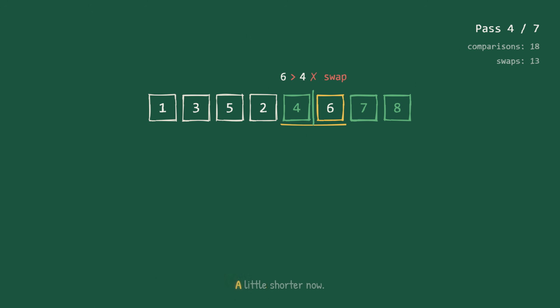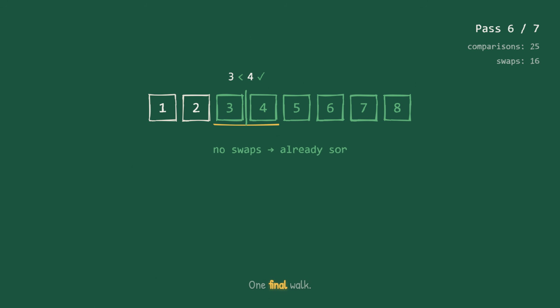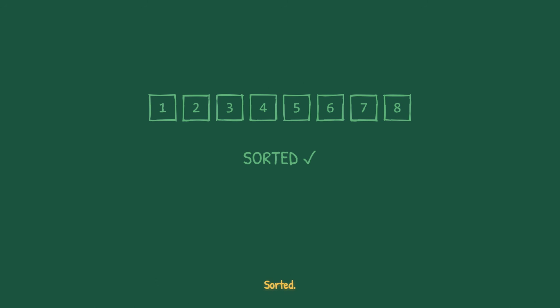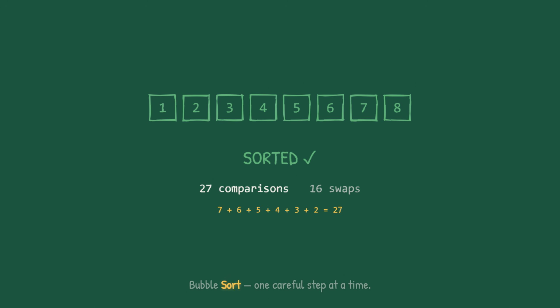Pass 4, a little shorter now. 1, 3, swap, 2 more pairs, and 5 clicks into place. Pass 5, just 3 pairs left. We nudge the last few, and 4 locks in. Pass 6, 1 final walk. Every pair is already in order, not a single swap. So we stop, sorted, every number home. That took 27 comparisons and 15 swaps. Bubble sort, one careful step at a time.